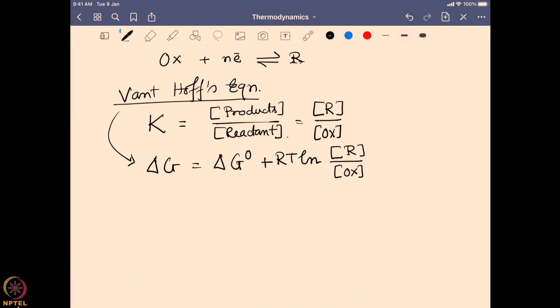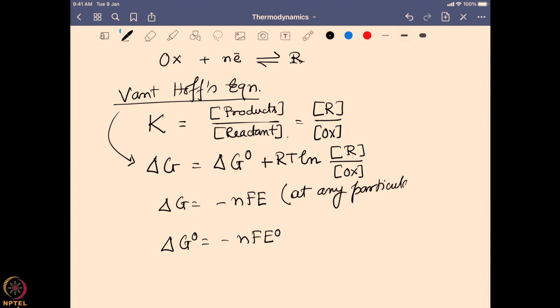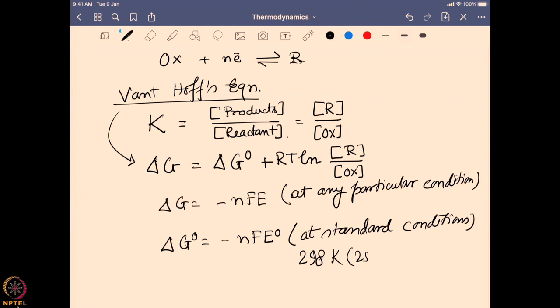Now using this factor, I can write it out. Delta G, as we already know, is equal to minus nFE. Similarly, delta G naught will be equal to minus nFE naught, whereas E is measured at any particular condition and this superscript 0 defines that it is measured at standard state or standard condition. What are the standard conditions? As we defined earlier, 298 Kelvin or 25 degrees centigrade temperature, 1 atmosphere pressure, and for solid state it is always in the standard state 1.